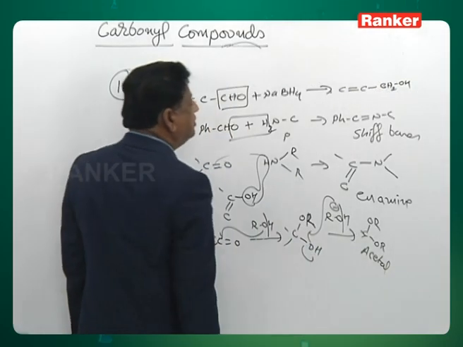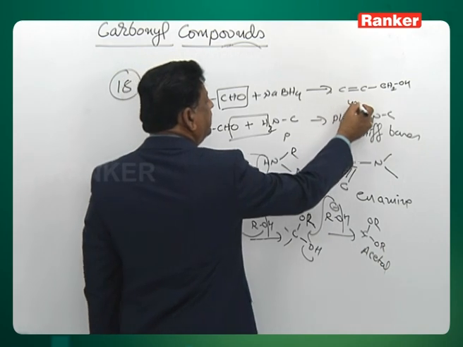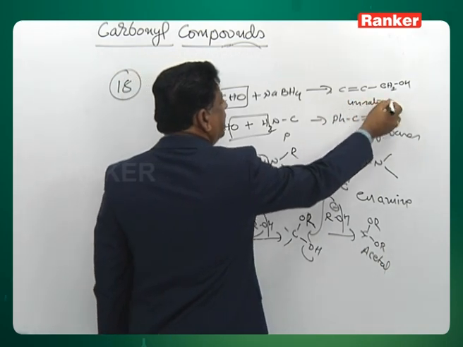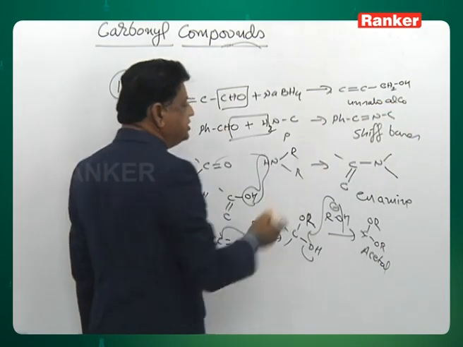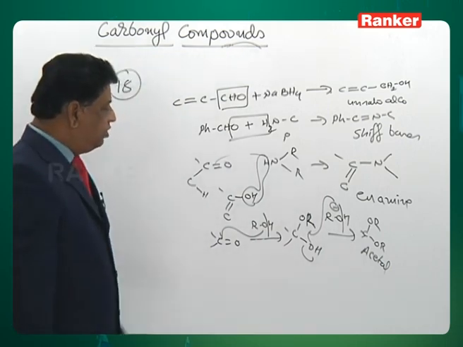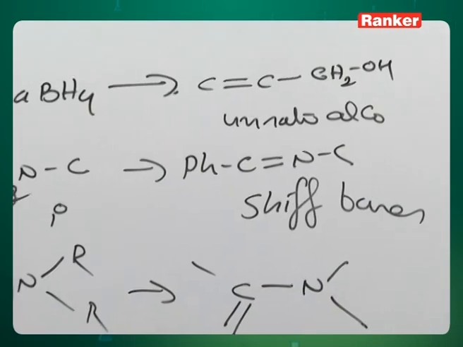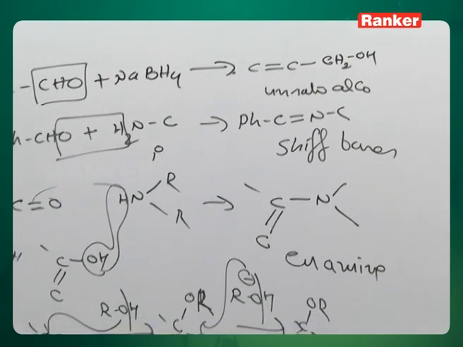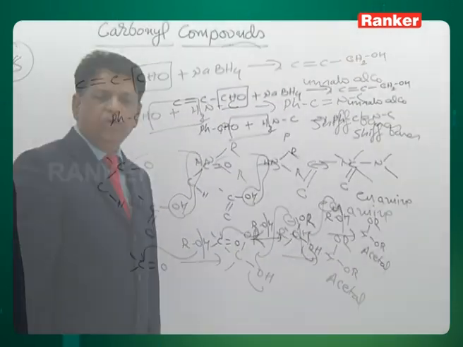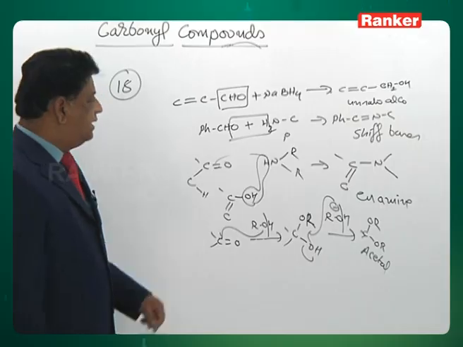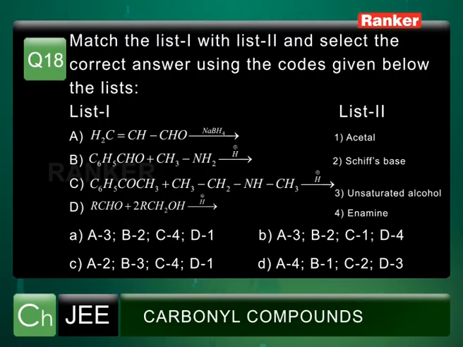So now they match the following. First one is unsaturated alcohol. Second one is Schiff base. Third one is enamine. Fourth one is acetal formation. So that combination goes for the answer A, A3, B2, C4 and D1. That is the right answer. Answer goes to the A. A is the right answer.